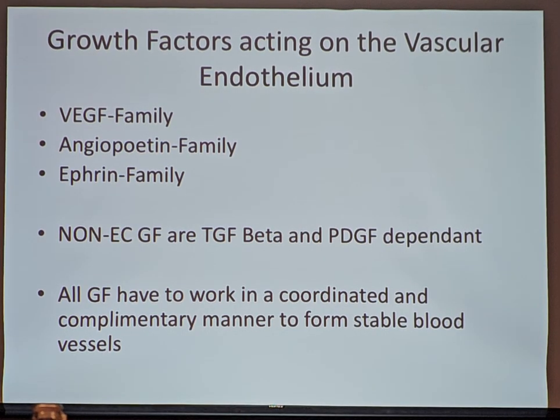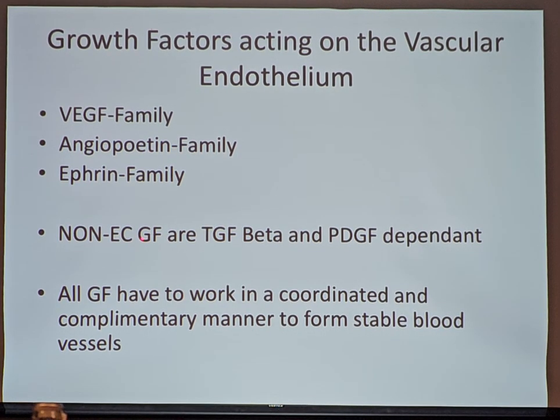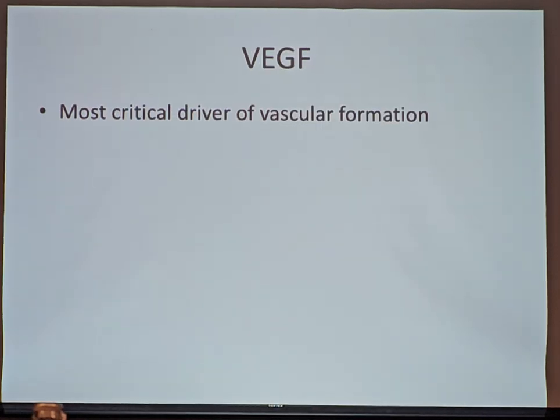We have an angiopoietin family, we have an ephrin family, and then we have growth factors that are not acting on the endothelial cells, that's TGF-beta and platelet-derived growth factor dependent ones, and all of these growth factors obviously have to work together in a coordinated manner to be able to form your mature blood vessels.